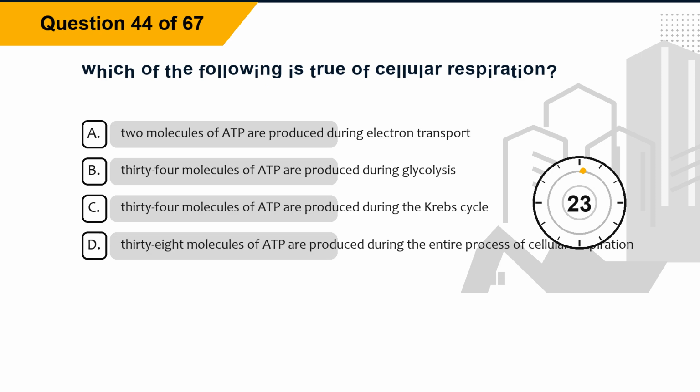Question 44. Which of the following is true of cellular respiration? Option A. 2 molecules of ADP are produced during electron transport. Option B. 34 molecules of ADP are produced during glycolysis. Option C. 34 molecules of ADP are produced during the Krebs cycle. Option D. 38 molecules of ATP are produced during the entire process of cellular respiration.